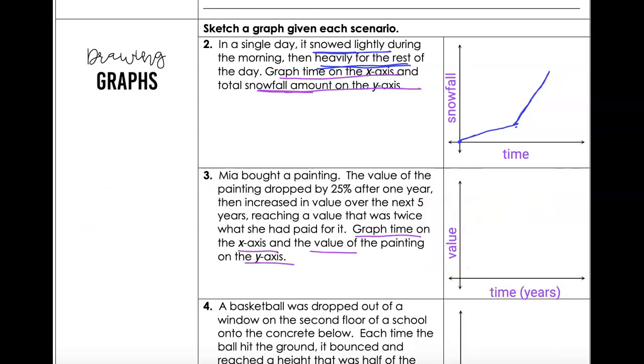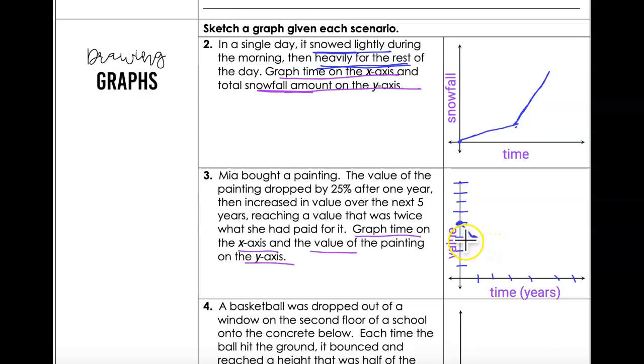All right, so since Mia is buying a painting, the value is going to start up somewhere on the graph. So I'm going to start it here. After 1 year, it dropped by 25%. So if I make these little marks here, after 1 year, it dropped 25%. So now the value is here. 1 year, we're down 25%.